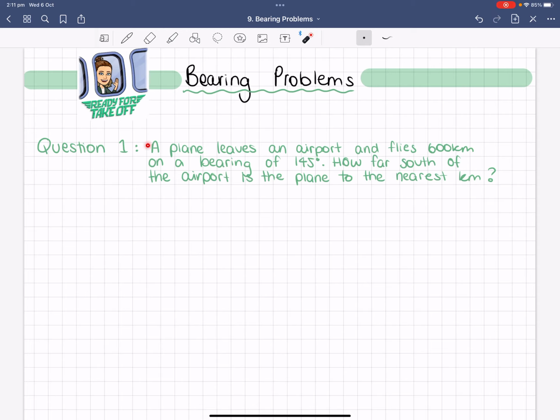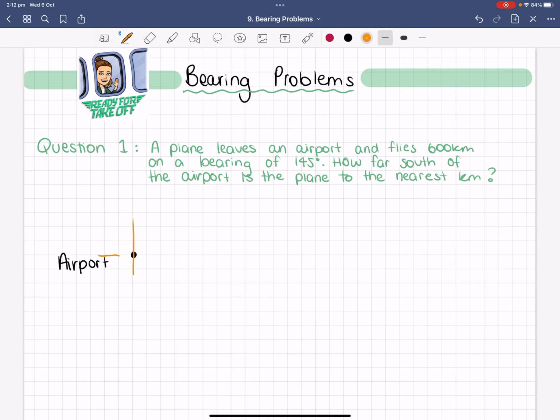So the hardest thing is going to be drawing pictures for these problems, which I know you guys are going to struggle with. So I'm going to show you how to do it. Break the question down. It says a plane leaves an airport. So if the plane is going from the airport, let's start off with the airport. It leaves the airport and flies 600 kilometers on a bearing of 145 degrees.